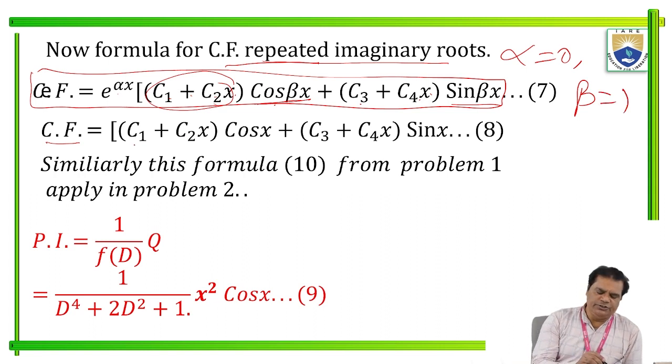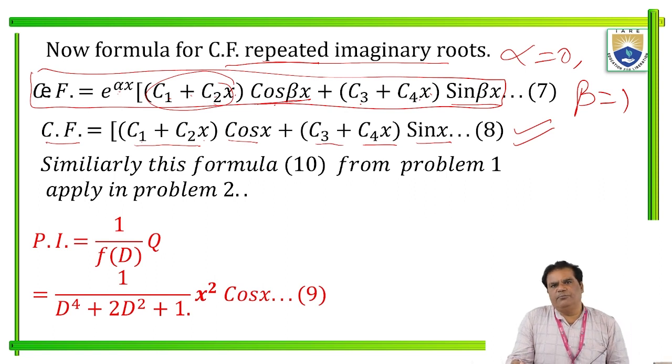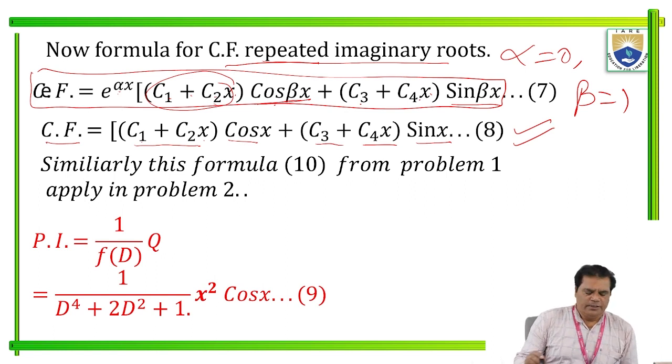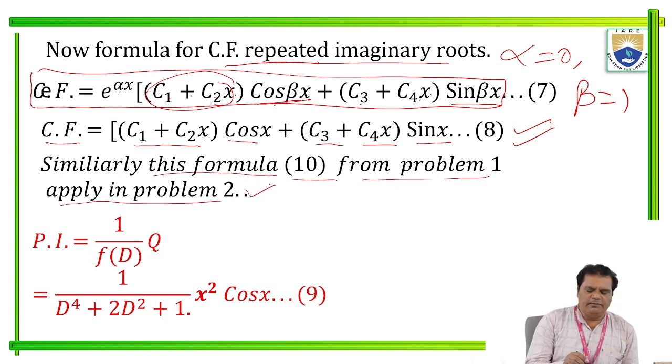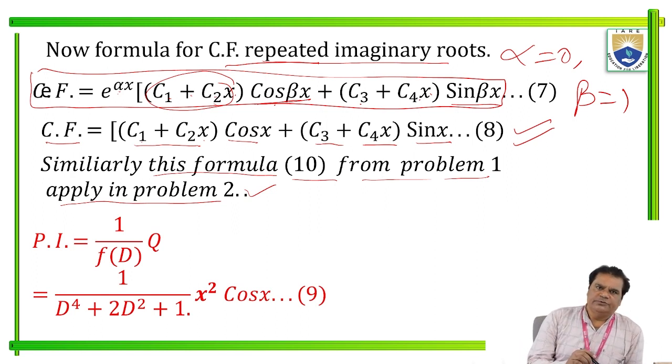So e to the power alpha x is 1, and we get (C1 + C2 x) cos x + (C3 + C4 x) sin x. This is the complete complementary function. Equation number 8 is the complete complementary function of problem 1. Similarly, formula 10 from problem 1 applies in problem 2. I discussed equation 10 in problem 1 in detail, so the same procedure applies in problem 2.